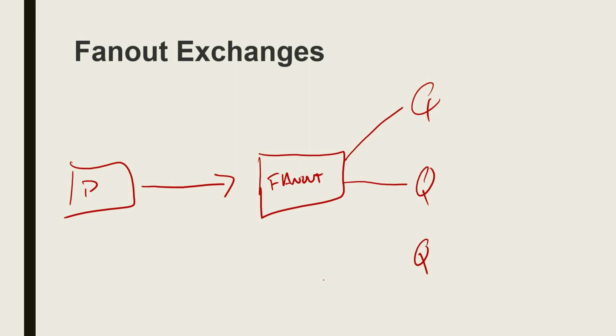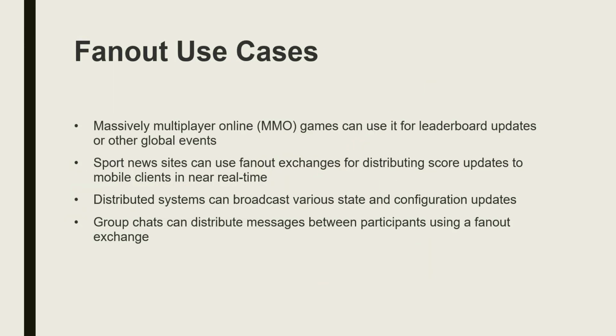Like I said, this is the simplest exchange that we're going to talk about in this video. Well, there's actually two simplest, but let's talk about some use cases for a fanout. We have MMO games, where it could be used for leaderboard updates or other global events. Sports news sites can use fanout exchanges for distributing score updates to mobile clients in near real time. Distributed systems can broadcast various states and configuration updates. Group chats can distribute messages between participants using a fanout exchange. It's just a broadcasting kind of thing, like socket.io. You've got that broadcasting feature, and fanout is exactly like that. Anything that's bound to it is going to send that same message to everybody.